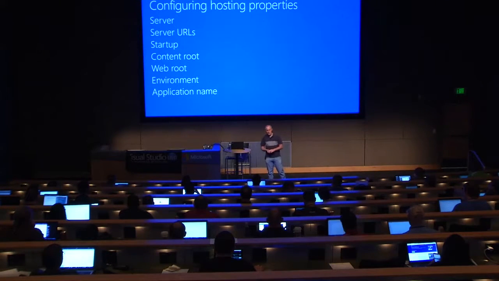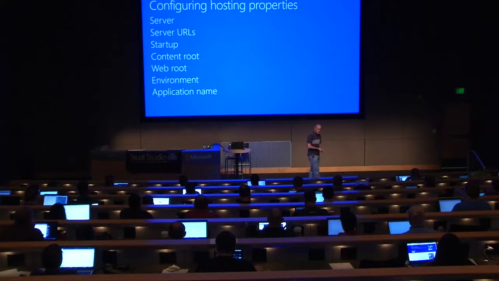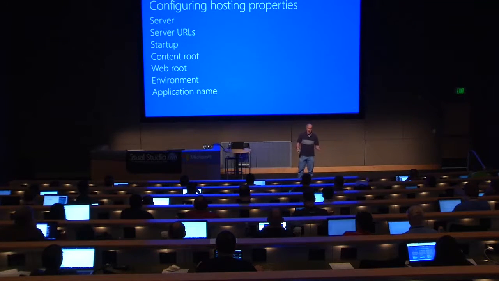There's the environment. There's a first-class notion of environment in ASP.NET Core. Like, are you running in development, in production, in staging, or whatever other environments you want to define? That gets set up at the hosting layer. And then there's also an application name notion. I don't actually know of any use of the application name other than as a friendly name for the app, but you can specify it. You can specify it in the host. So let's take a look at what all this stuff is.